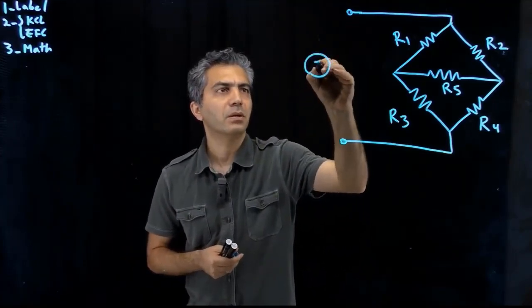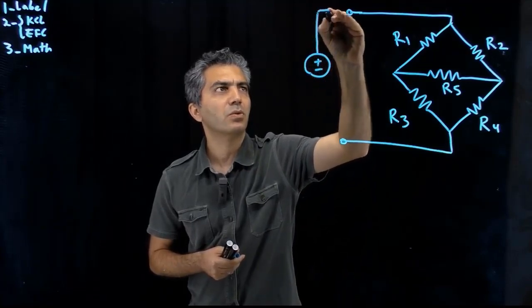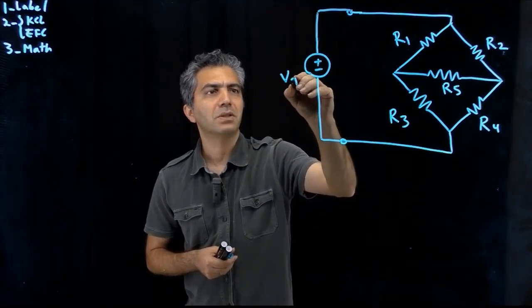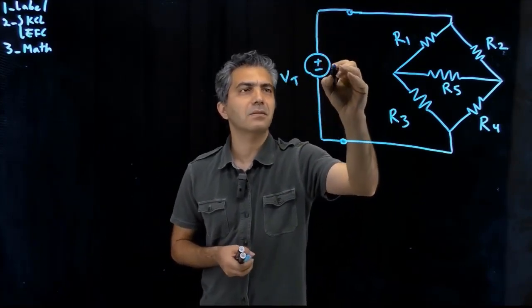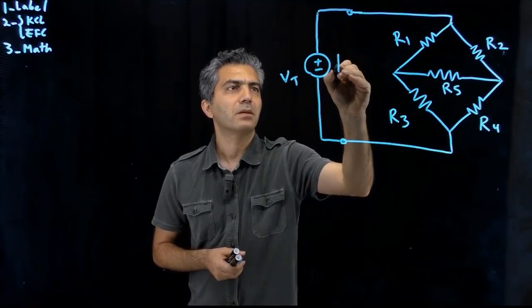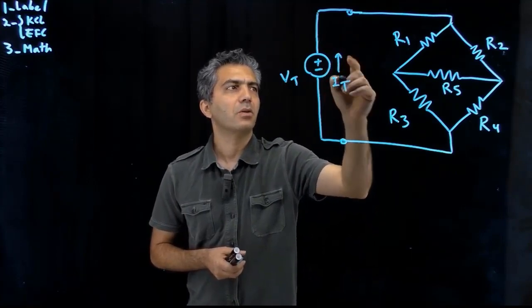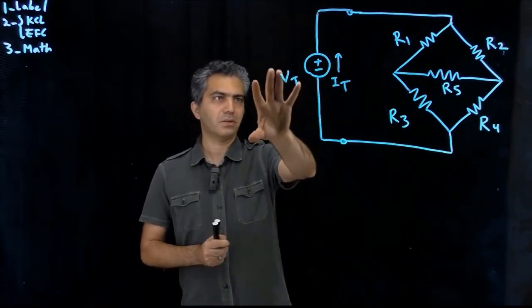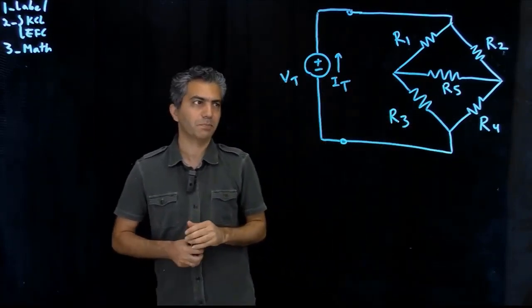So I'm going to put my source here. I'm going to call that VT, standing for test voltage, and then there's a current IT going into that, and my plan is to calculate what the equivalent resistance would be.